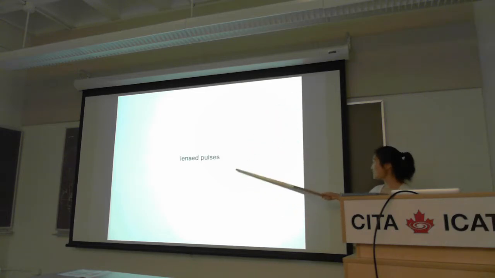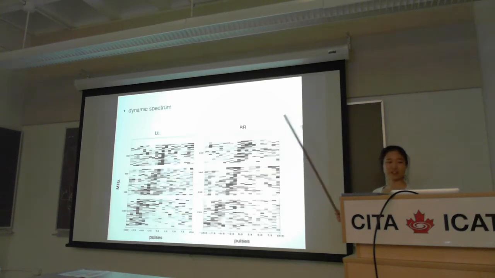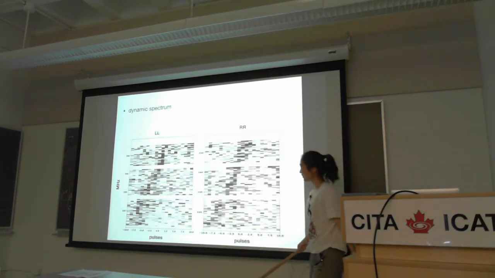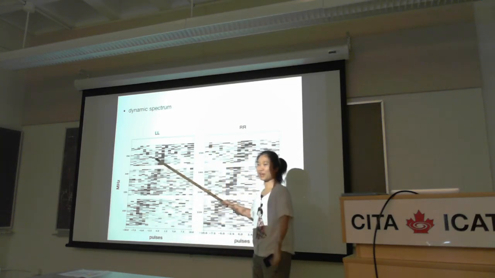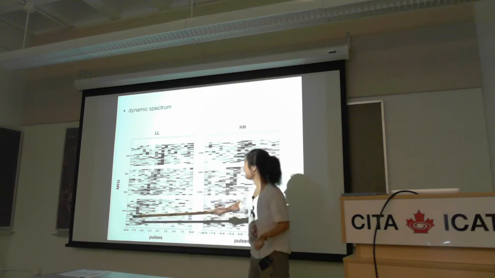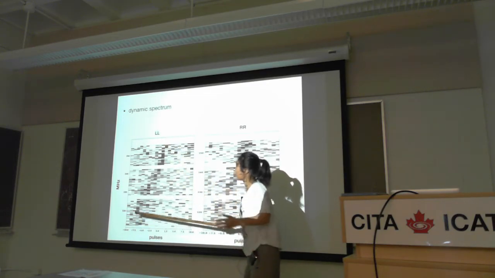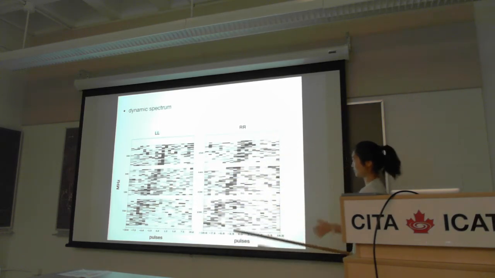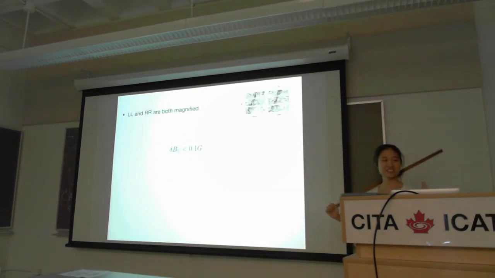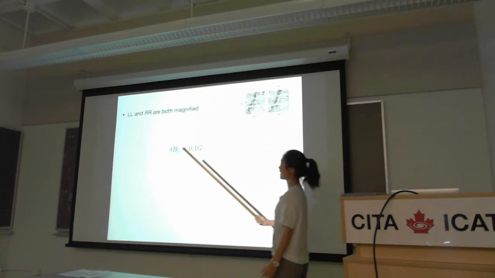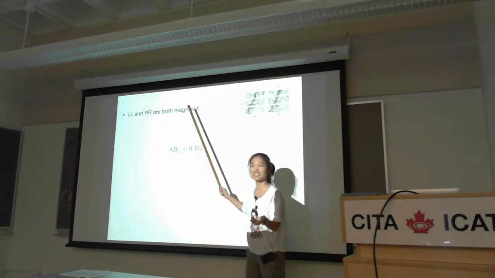For those lensed pulses, because they don't have a very high polarization fraction, the simplest thing we do is to look at their dynamic spectrum. This is the familiar slope. You have seen it twice in previous talks. And now we just go one step further to look at the left circular polarization flux and the right circular polarization flux. How are we going to look at this picture? The first qualitative thing we can say is that both polarizations are magnified simultaneously.